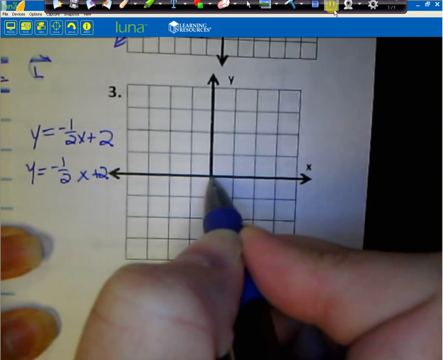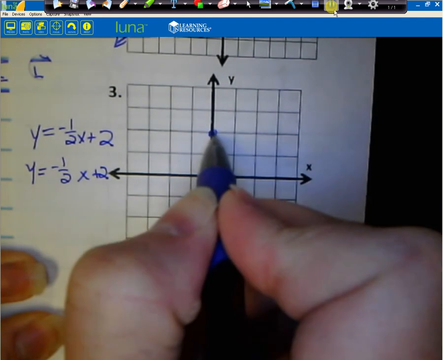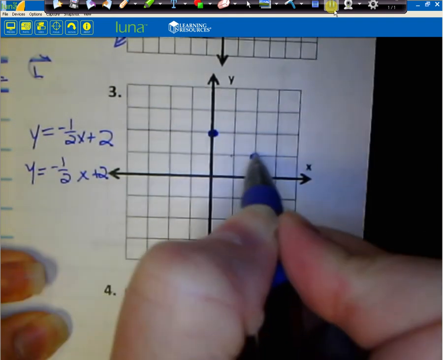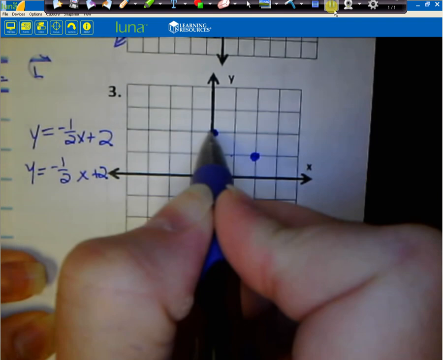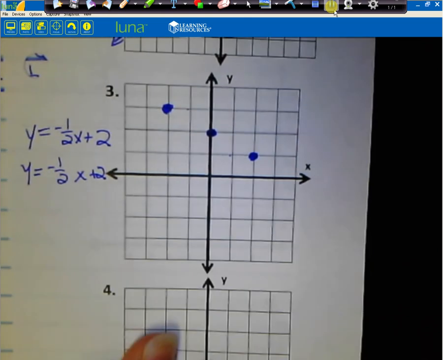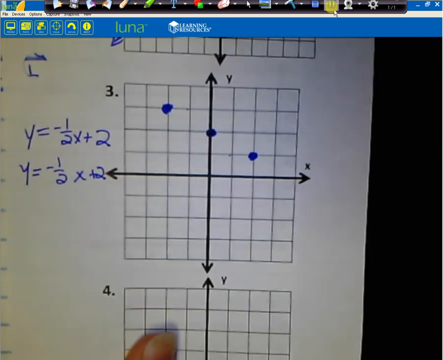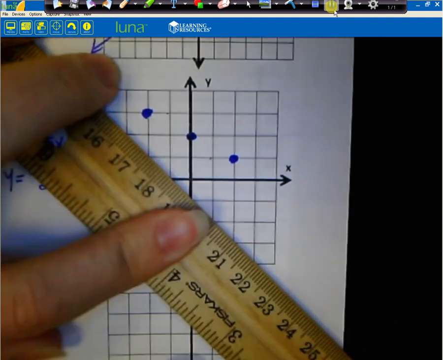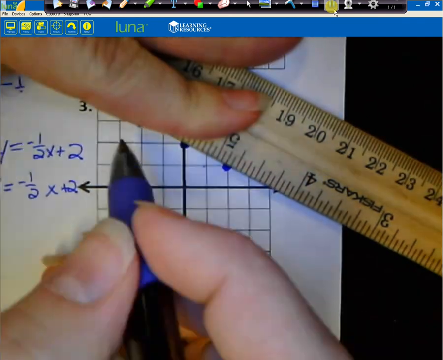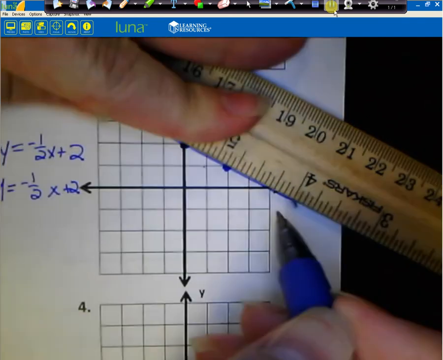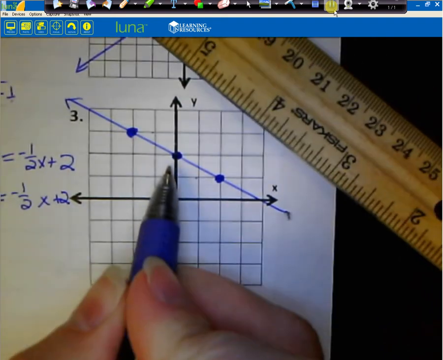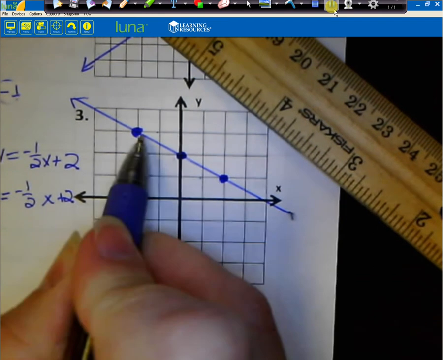We're going to go to the positive 2 on the y because that's my begin. And then our slope is negative 1/2, so we're going to come down 1 and over 2. And then again, we're going to go back to our beginning point, up 1 and back 2. Now I've got my 3 points, so I'm going to go ahead and draw my line. All right, and just so we're totally clear, if I were to graph this line, I would go to the positive 2, and then my slope is again negative 1 and 2, so it is the same exact line.